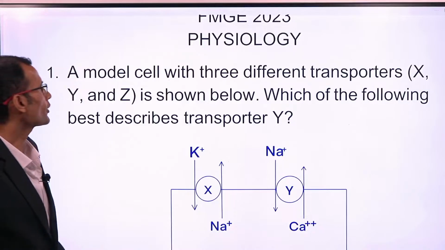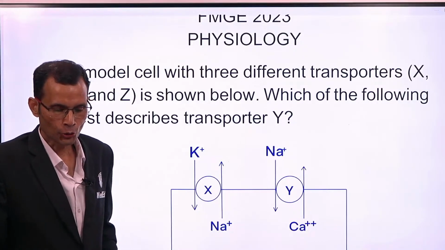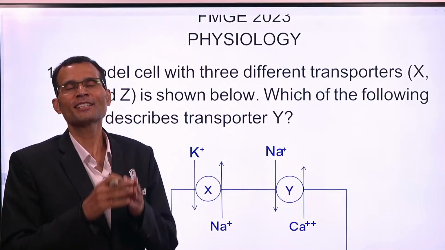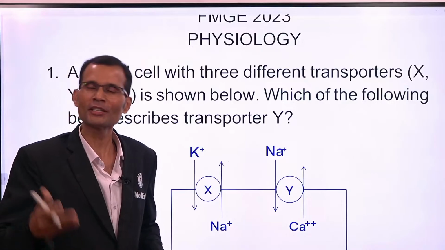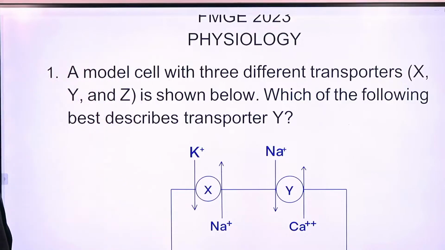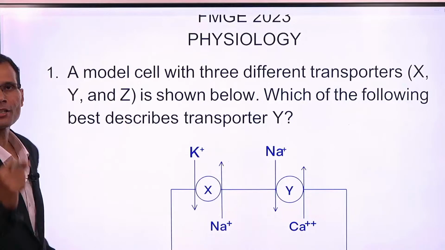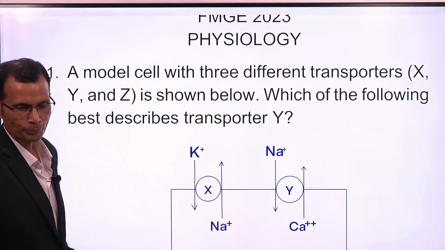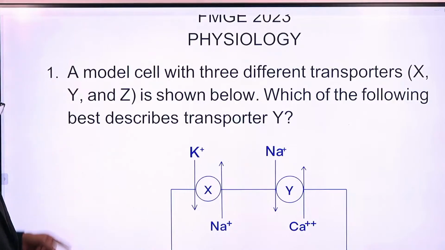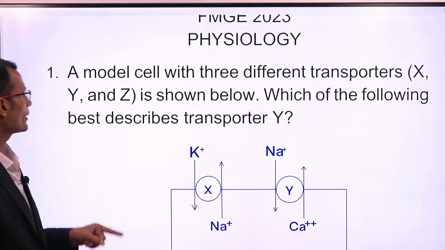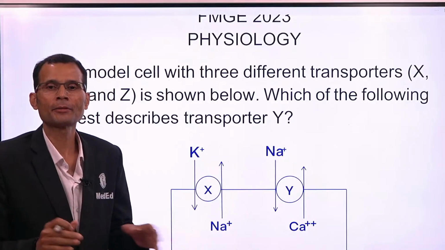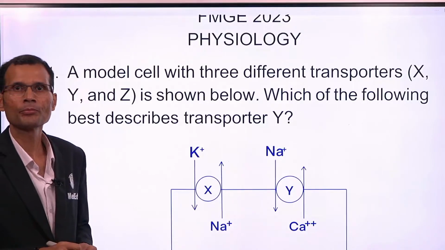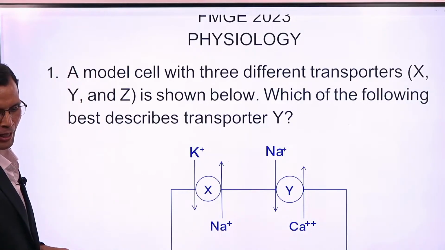Let's start. All right, first one. So first one MCQ coming up. Are you ready, sitting with the pen and paper or whatever tabs? Here is the first MCQ. A model cell with 3 different transporters X, Y and Z is shown below. Which of the following best describes the transporter Y? So I am waiting for your answers.